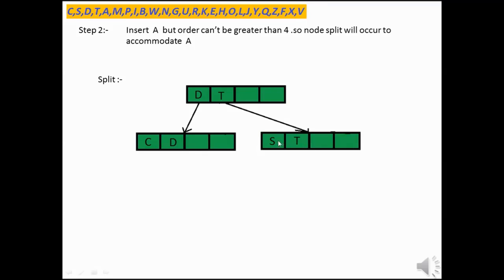Now, the tree has grown to another level. Now the level of the tree is 1. That is, the maximum level is 1. At level 1, we are seeing two nodes, one containing C and D and the second one containing S and T. Now we have to promote the maximum element of each node to the parent node. That is, in the first node, the maximum element is D. It will find its place in the parent node. Similarly, in the second node, the maximum element is T, so it will find its place in the parent node.